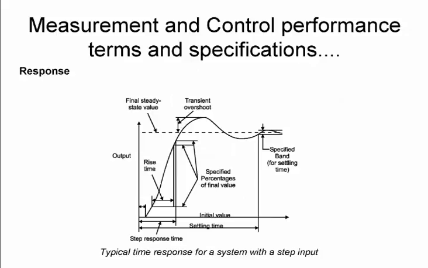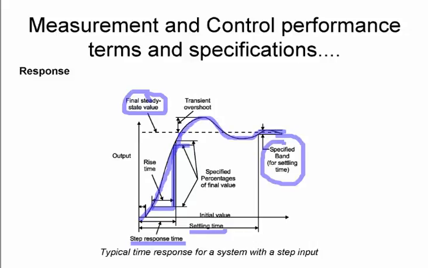And then the last thing in terms of these measures is response. So if I give it a step input, how quickly will it respond to that? As you can see, we have a step response time. So how long does it take to respond to the step before it reaches the final steady state value? And then it also takes a settling time, because there might be some overshoot depending on your control, and then eventually it will settle within that specified band. And once it's in that specified band, that's where the settling time is measured, from where it starts to where it's within that band. That's the settling time.